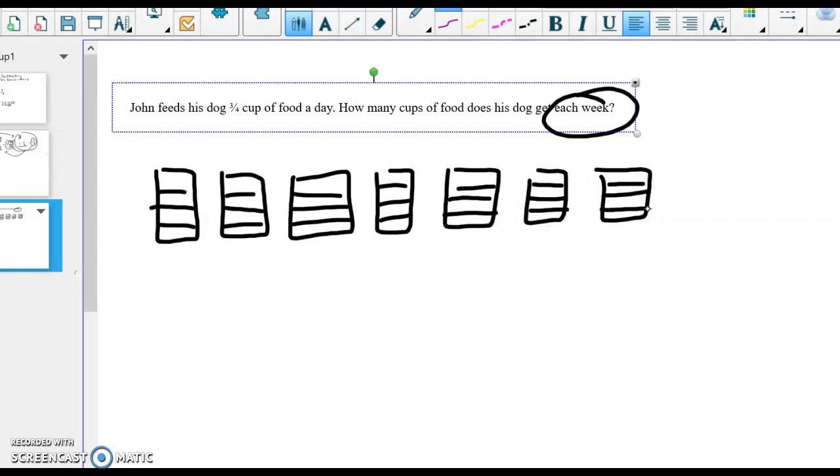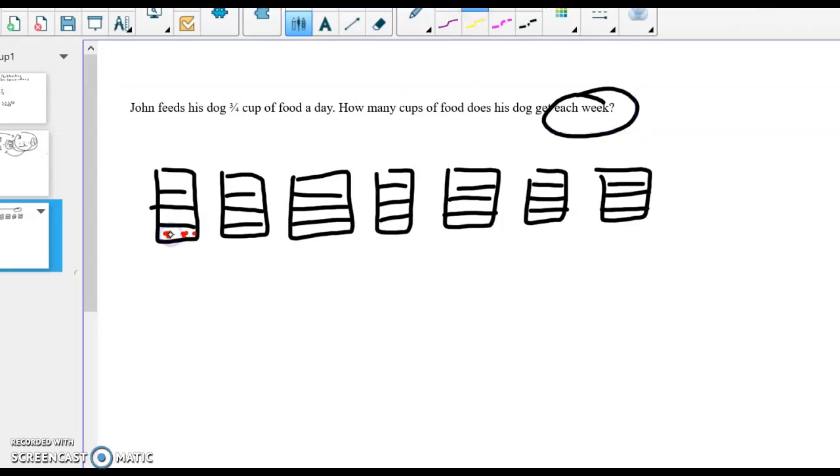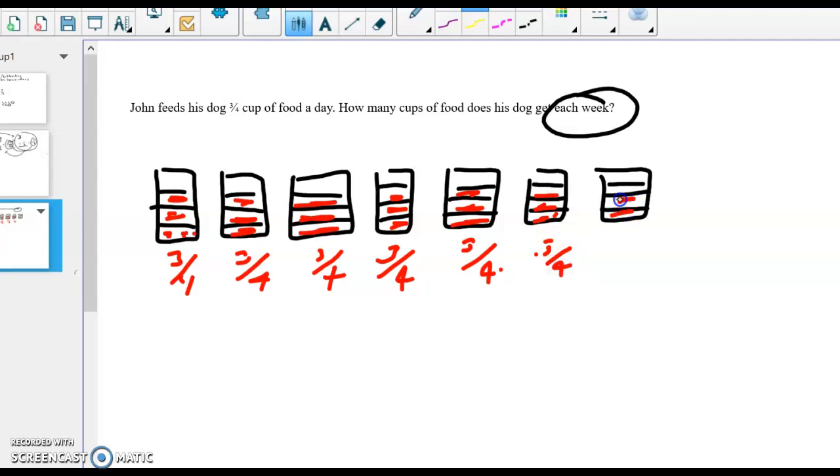And it says John feeds his dog 3/4 cup of food each day. So obviously you'd be shading in 1, 2, 3, and there's 3/4. Again, 1, 2, 3 out of 4, 3/4, for each day. Right?